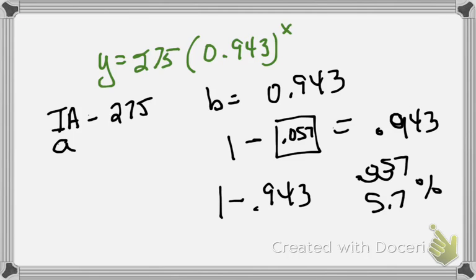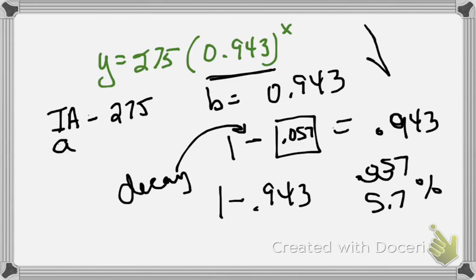And so this one was a decay because we're subtracting. Because this is less than 1, it's a decay. That means it's dropping. Like if this was 275 people in a population, it would be dropping. People would be dying, and the population would be declining. It'd be decreasing.